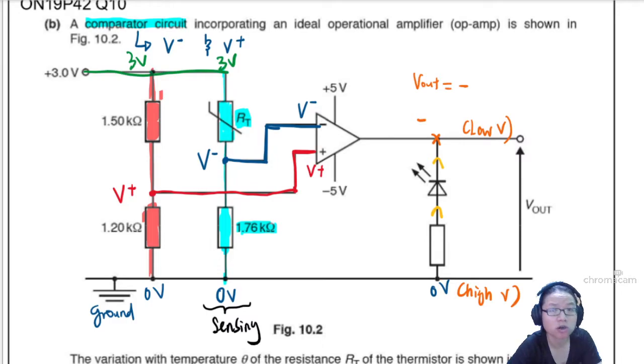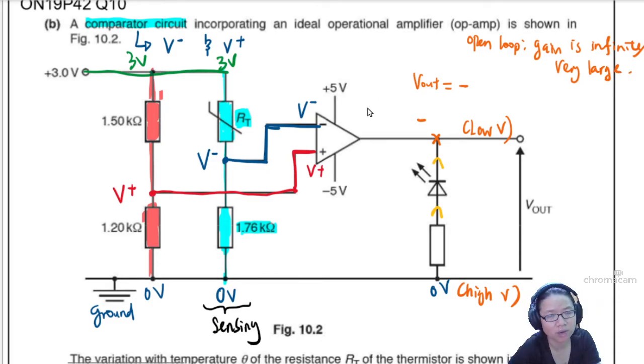And I even know this because of the large gain, so I'm just going to write here, open loop, the gain is pretty large, infinite, especially for an ideal op-amp. If the gain is very large, it really doesn't matter what V plus and V minus are. As long as they are not the same, V out will follow the supply. So V out will be negative V supply, meaning negative 5 volt.